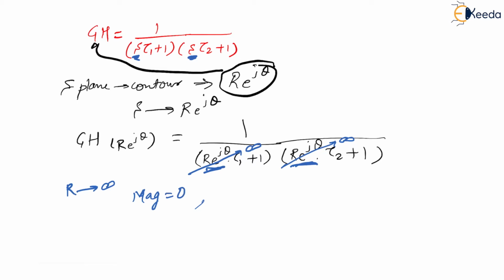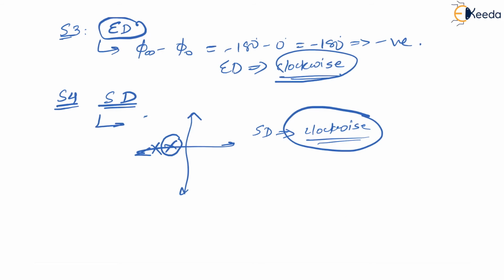What about the angle? If you see the angles, how was that angle? The angle was nothing but plus 90 degrees to 0 to again minus 90 degrees. Is that right? Yes. Why?